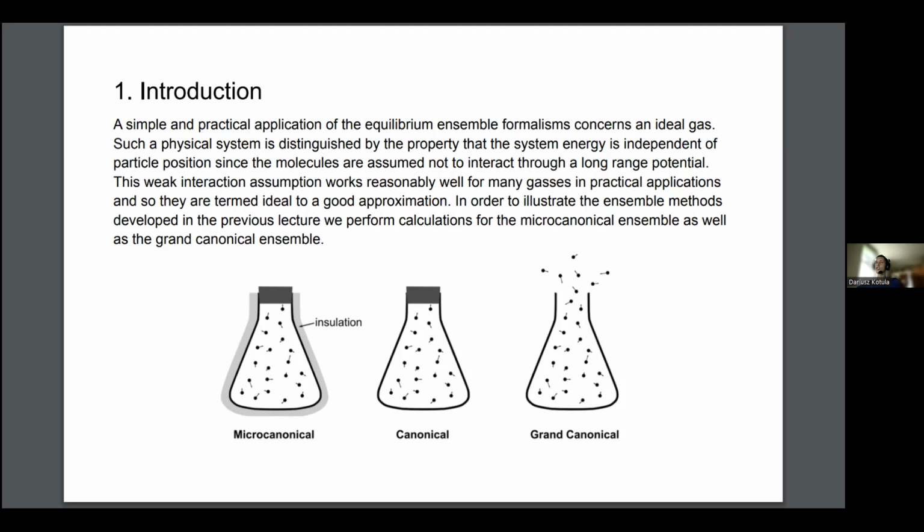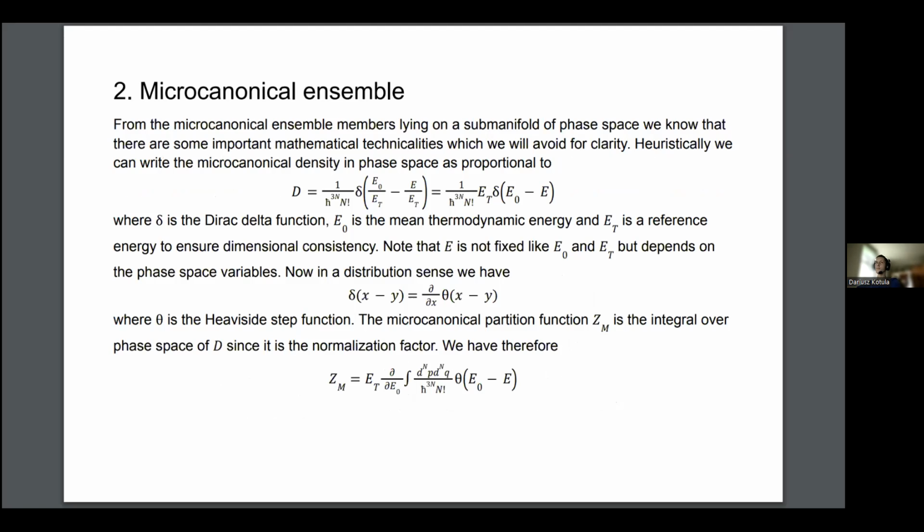Third, open to exchange of energy and molecules with the environment. This is an extension of the previous case. Here, both the total energy and the number of particles will be subject to small fluctuations about the means of both quantities. This configuration is termed grand canonical. For the microcanonical ensemble, members lie on a submanifold of phase space, and we know that there are some important mathematical technicalities which we will avoid for clarity.